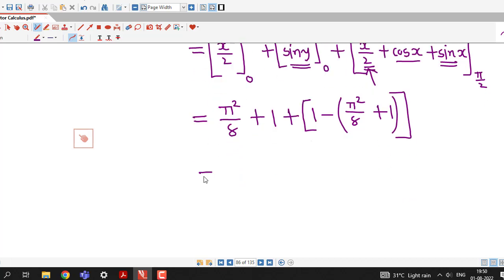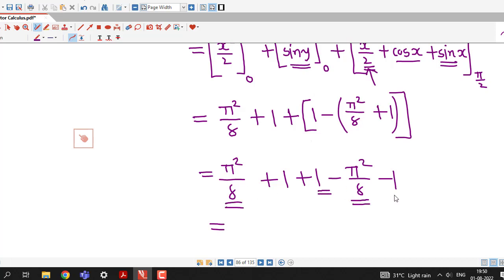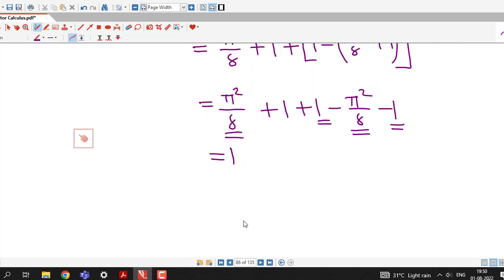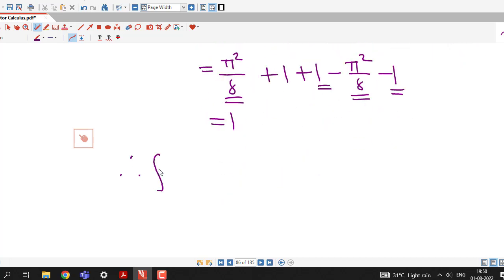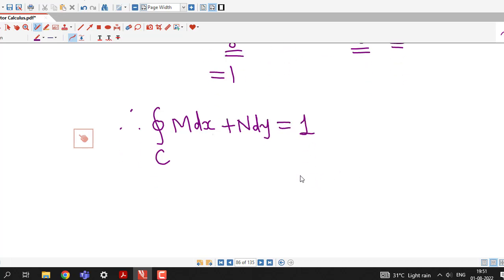And we simplify this. This I can rewrite as pi square by 8 plus 1 minus pi square by 8 minus 1. So pi square by 8 will cancel out, this 1 will cancel out, and value of line integral along given curve is 1. Therefore, for the integral of m dx plus n dy, we have tangential form, so m dx plus n dy equal to 1, and we give this number 1.